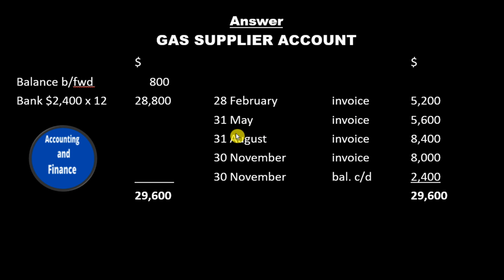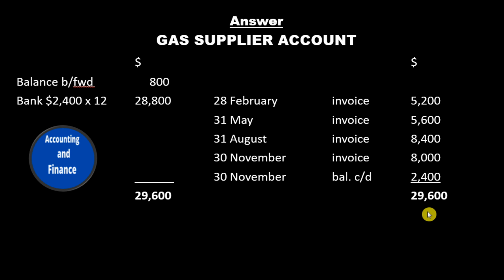$5,200. 31 May, invoice $5,600. 31 August, invoice $8,400. 30 November, invoice $8,000. 30 November, balance carried down $2,400.